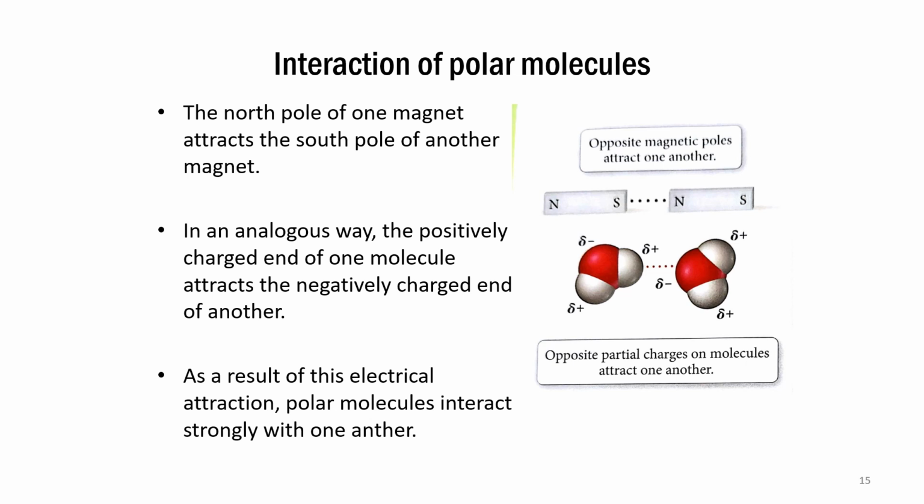So, as the result of this electrical attraction, apa yang kita dapat simpulkan, polar molecule interact strongly with another polar molecule. As long as attraction is between opposite partial charge. Okay. So kalau masa di sini polar dengan polar, kalau ada positif dengan negatif, polar dengan non polar molekul tu, so dia boleh attract lah.